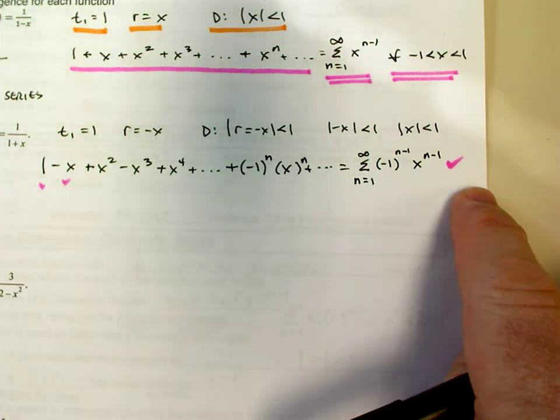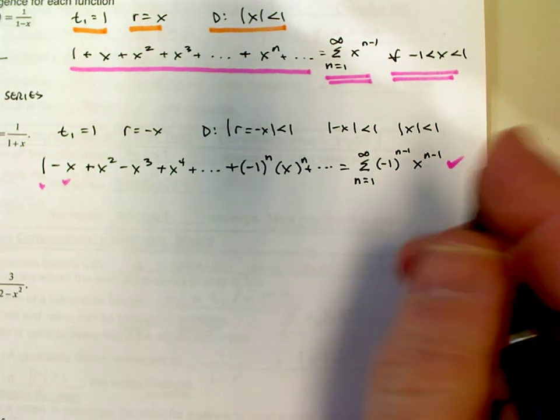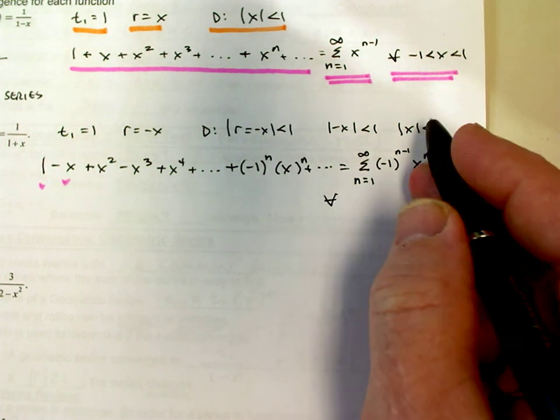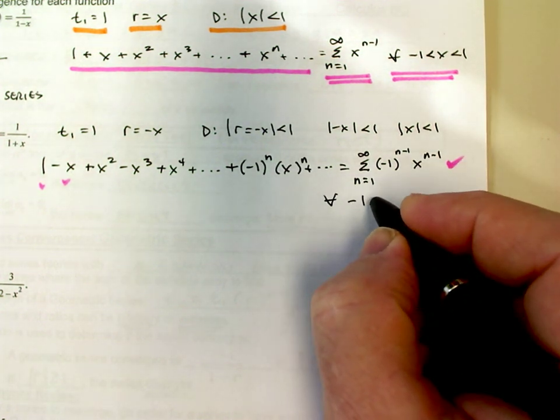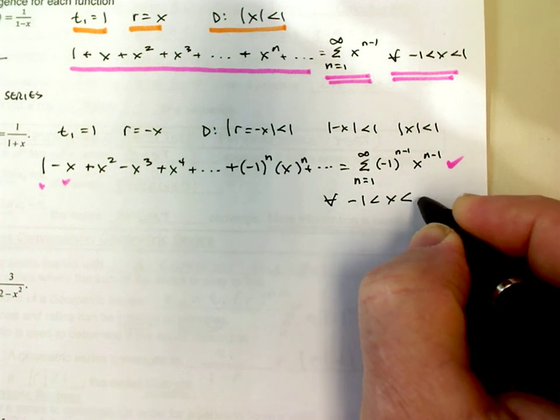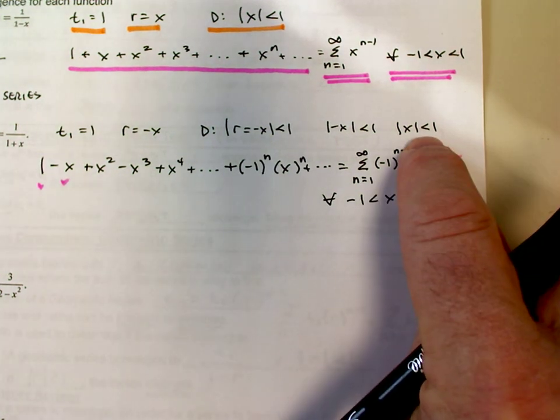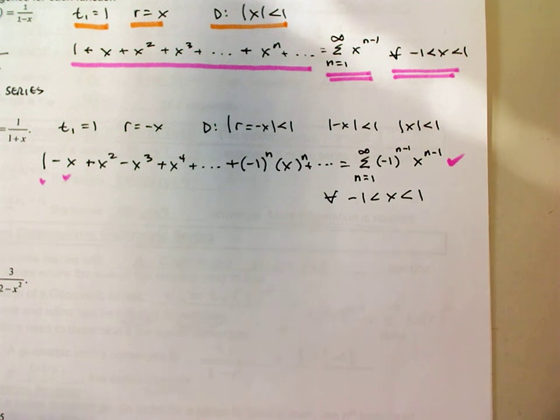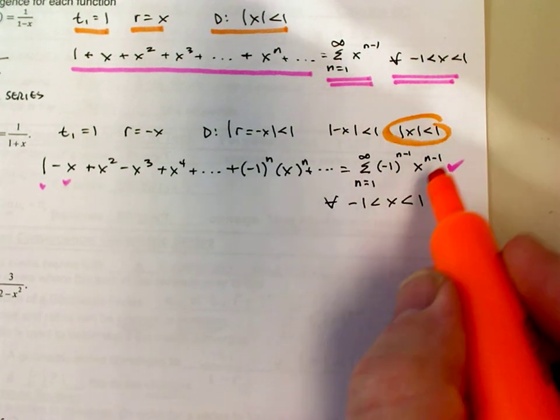Now, one thing we also need to note here is this, of course, will only work for all values of x when we are between negative 1 and 1. Or again, you could write the interval of convergence as the absolute value of x is less than 1. Either one of these are acceptable for that.